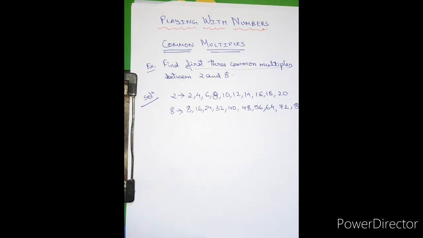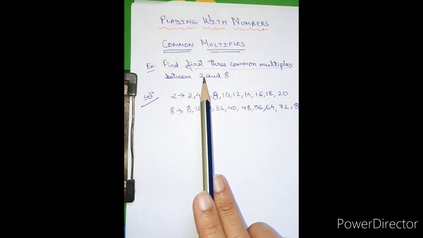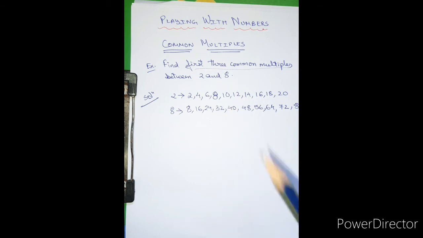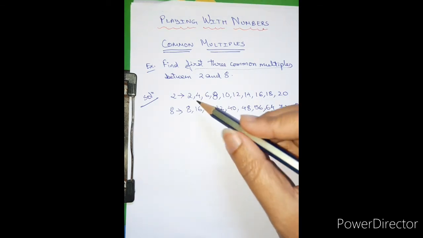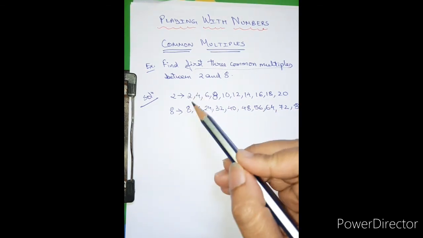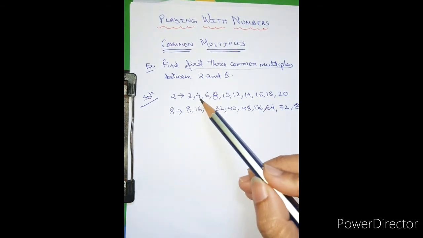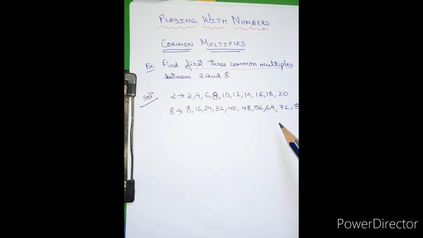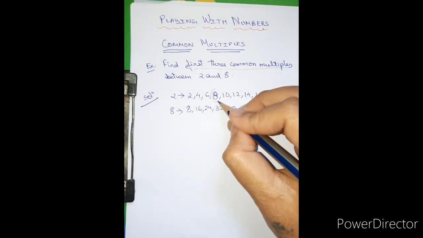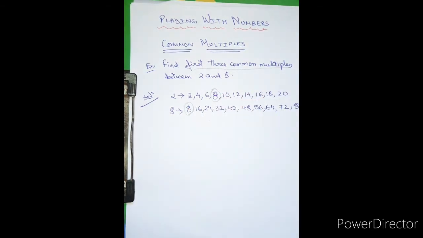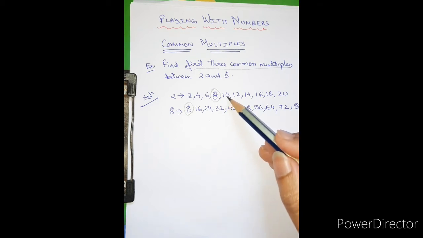Now let's mark the first 3 common multiples. Only first 3 is asked. You have to read the question properly. How many are asked? First 3 common multiples only. Take one from the 2 list and compare with the second one, otherwise you'll get confused. 2 is there? Here no. 4 no. 6 no. 8 yes. Yes, 8 is a common multiple between 2 and 8.